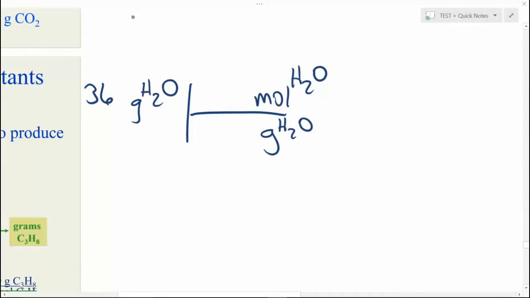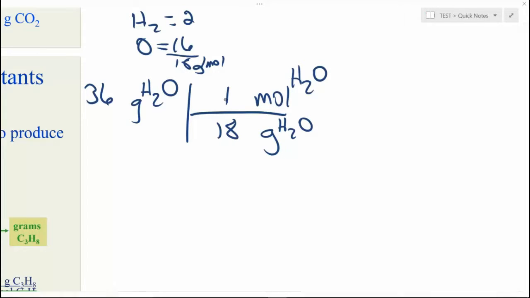Now water has a mass of H2 and O. This is 16 and this is 2. So that's 18 grams per mole. So we have 18 grams in 1 mole. So 36 divided by 18 equals 2 moles of water.